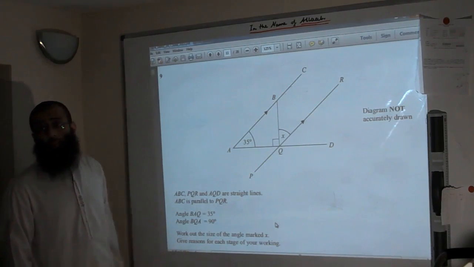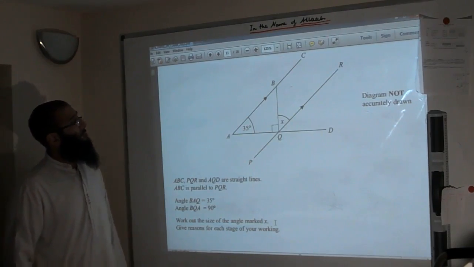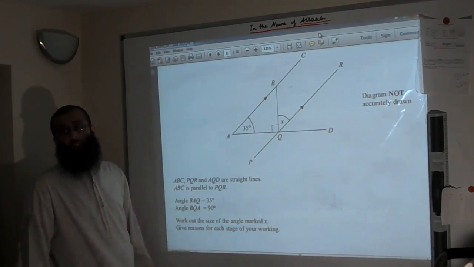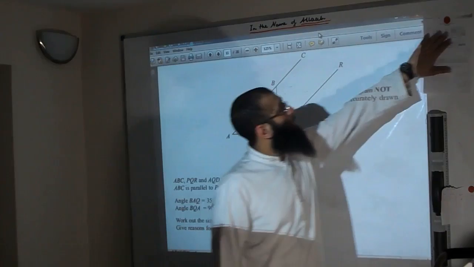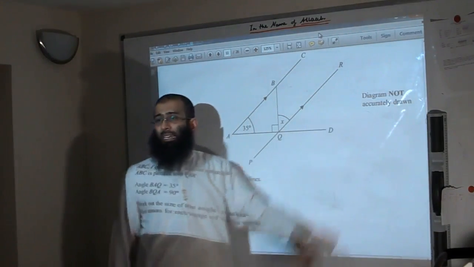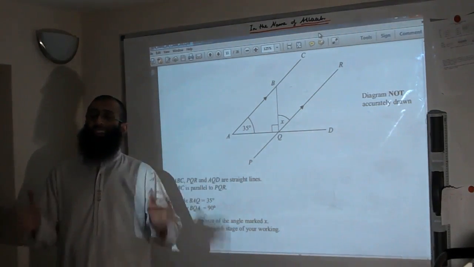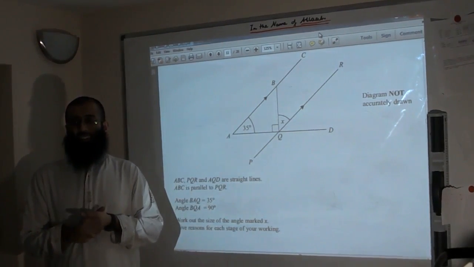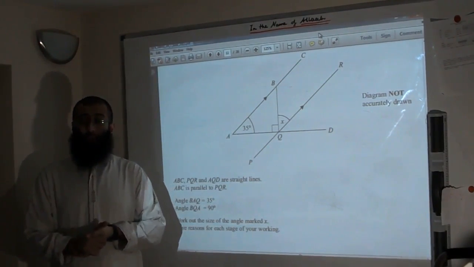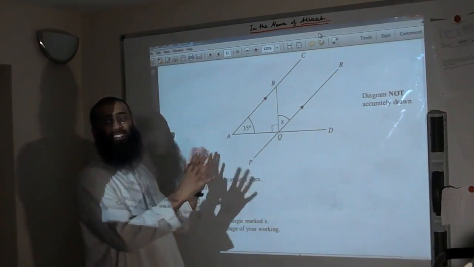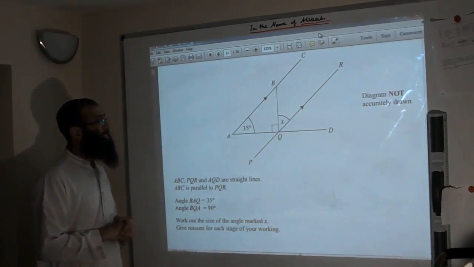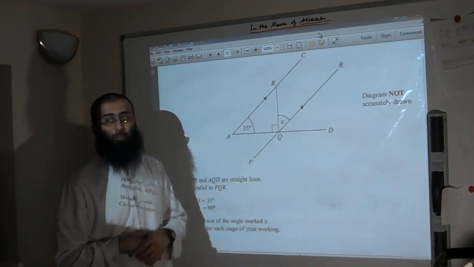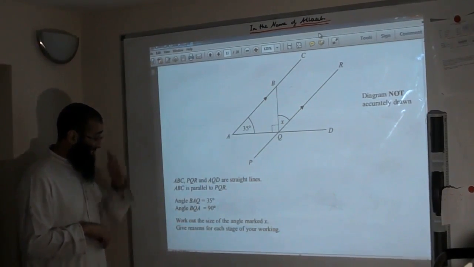Okay, can you take it up, please? Okay, here you go. Right, diagram not accurately drawn. Now, this particular comment means don't get your protractor out and start measuring the angle. Students do that all the time. When I'm invigilating some exams, I see students with the protractor. Others start guessing that it's 45, for example. We'll soon find out what it is.